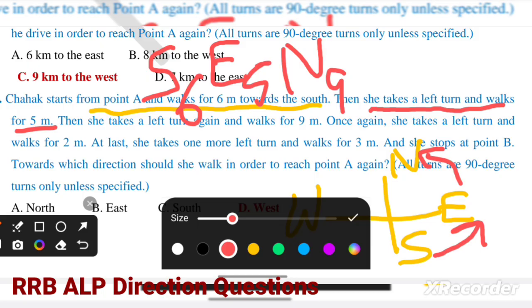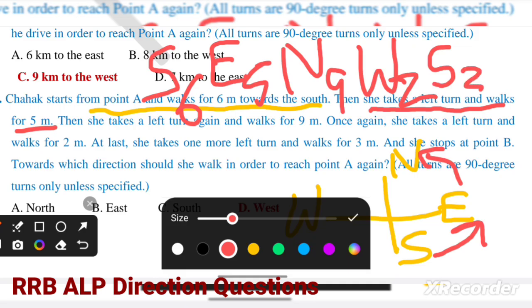So again left means what is it? West. West 2 meters. Okay. So at last she takes one more left turn and walks for 3 meters. That is again south 3. Okay. So this is the final.